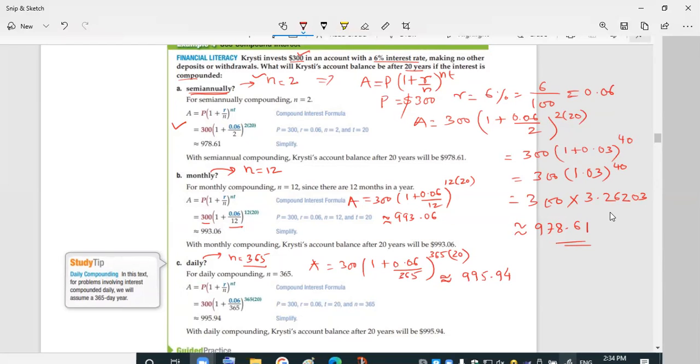Okay. Now what can we conclude here? Here it is compounding 2 times, here 12 times, here 365 times. So the more the compounding in a year, the more will be the amount. You can see here it is 978, then it becomes 993, then 995. It was a very small amount, $300, but it becomes more than 3 times because it is compounded on a daily basis. So the more the compounding, the more will be the amount.